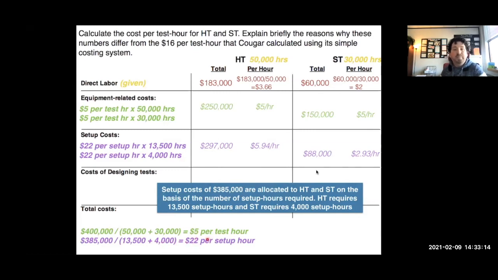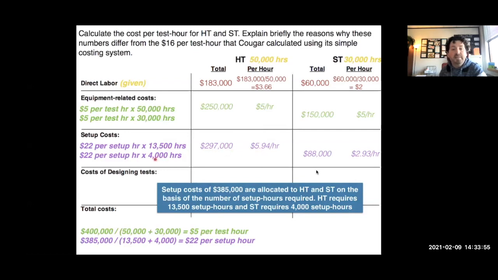So again, it's pretty important to go ahead and stick this verbiage at the end of your rate, because that's going to help you see the rest of it. Okay, so this is $22 per setup hour. So then we're going to multiply it times the number of setup hours consumed by each test. So heat test consumed 13,500 hours, gives us $297,000. But again, I want that on a per test basis. Well, the number of test hours for the heat test were 50,000 hours. So $297,000 divided by 50,000 hours gives me $5.94 per hour.